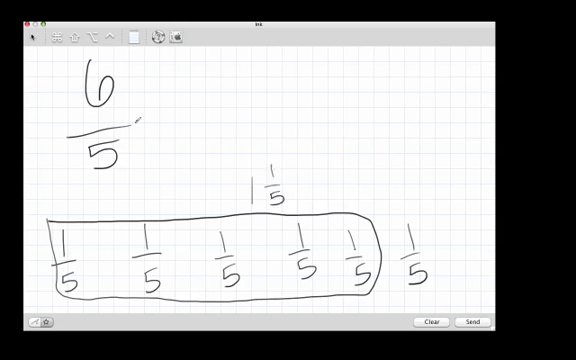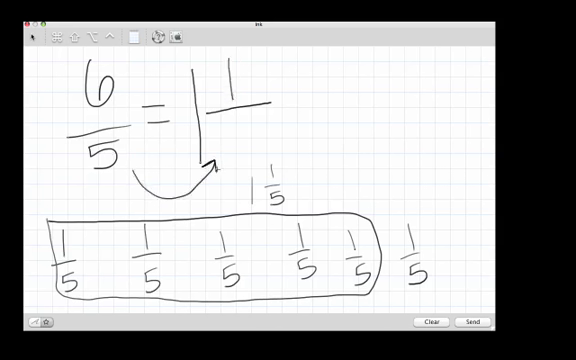Now, the other way that we can do it is we can ask ourselves, how many times does the denominator go into the numerator? It goes in 1 time, 1 whole. How many are left over after we divide this into this? Remainder 1, and we are dealing in fifths, so 6/5 equals 1 1/5.